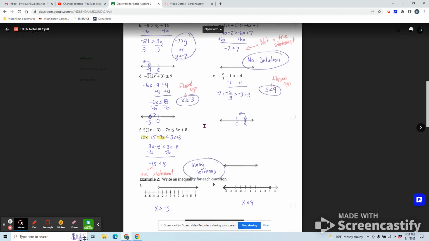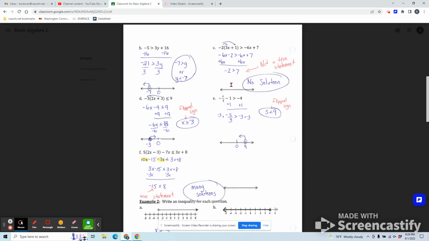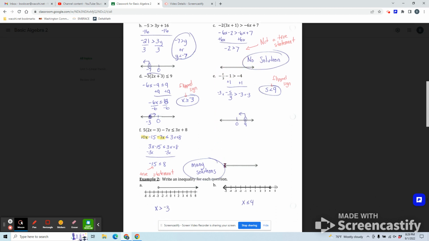Now, I did forget to mention on letter C, and I will mention it on letter F, you're not going to graph anything. Okay, there is no solution. You're not going to put a graph on there. Okay, if there's many solutions, when you do graph it, it's just any number. So essentially, you're just retracing the entire line. These are going to be anything that's on there.